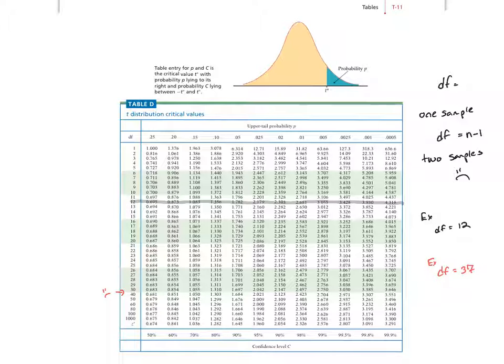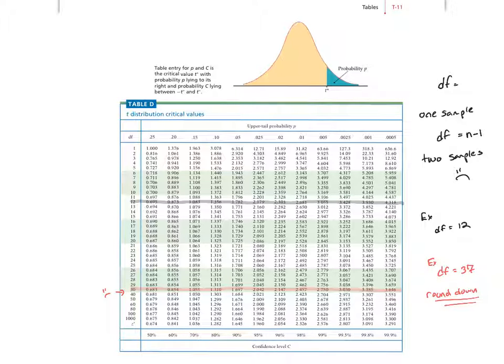And if 37 is not on there, I need to make a choice about which row I'm going to use. We are always going to round down. That is, anytime it's not on the table, we'll round down. And the reason for this is we're erring on the side of caution. So I would use degrees of freedom 30 here.